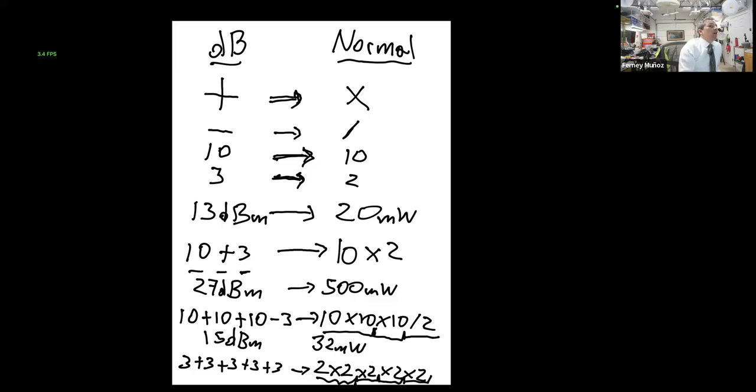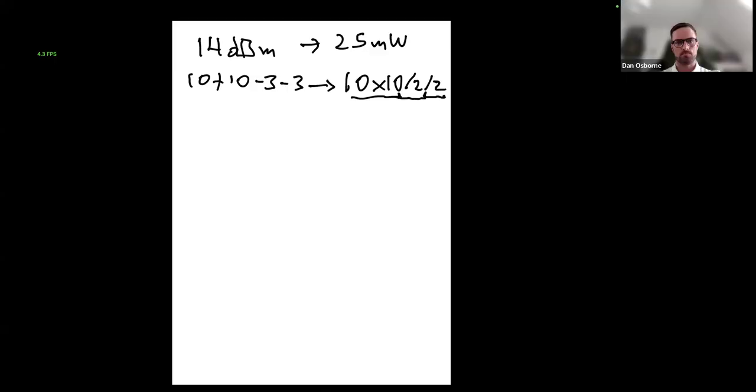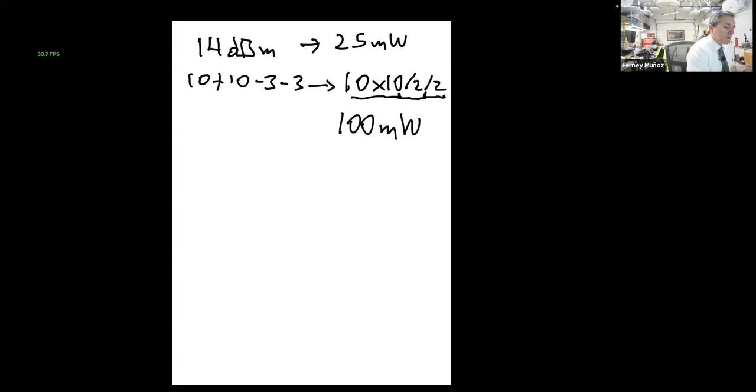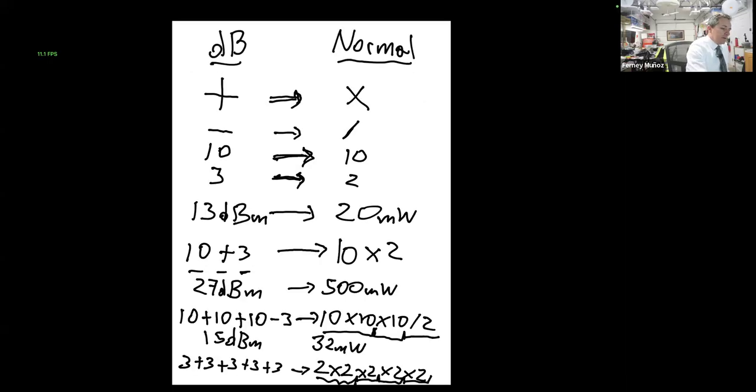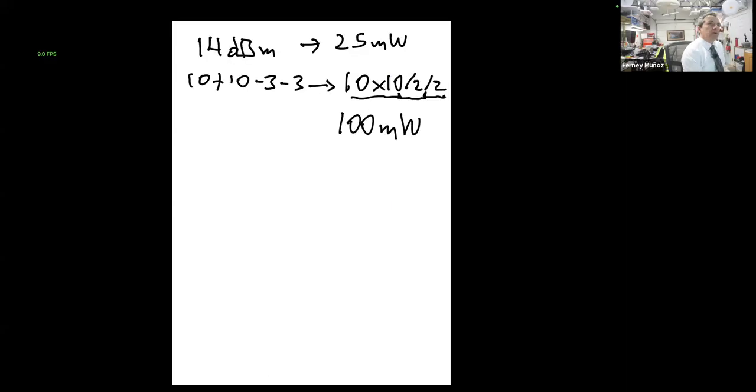Now, how about we go the other direction? If we have 100 milliwatts, how do you get to 100 if all you have is times, division, tens, and twos? How do you get to 100? 10 times 10. 10 times 10 gives you 100.